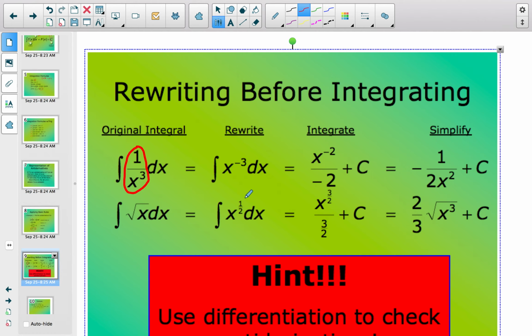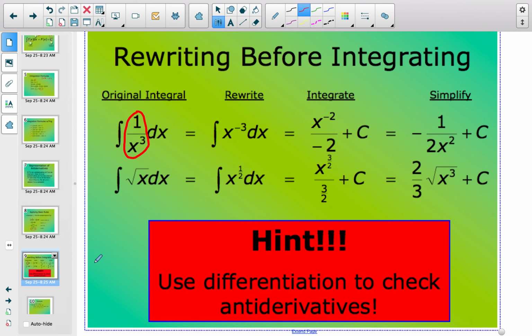Okay. So if I divide by a fraction, normally I don't think about dividing by 3/2. I just multiply by its reciprocal, right? And the reciprocal of 3/2 is 2/3. And then it's 2/3 x to the 3/2, or better yet, 2/3 square root of x to the third plus c.